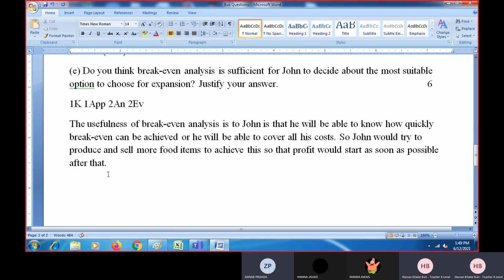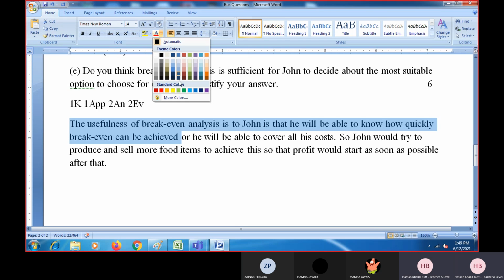Good. Great. Now, how many marks have we got up till now? We need to decide about that as well. Remember, there is one mark for knowledge. How do you get the mark for knowledge? As soon as you state a point, you get a mark for the knowledge. Like you wrote the usefulness: John will be able to know how quickly break-even can be achieved. This is knowledge.